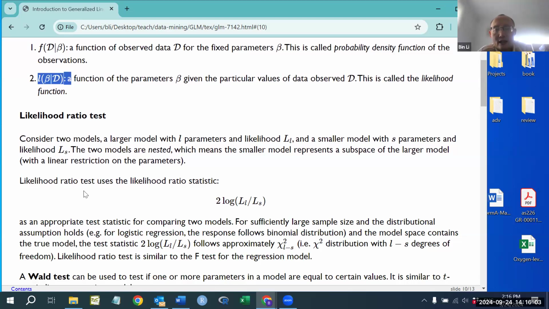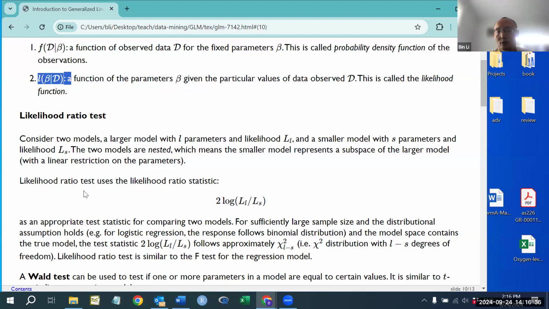And the likelihood ratio test is, now we have two models. Let's say one model is a more complicated model, a larger model with more parameters. What does that mean? That could mean, let's say we have 5 x variables. The larger model may use all the 5 x variables. So that's the large model.